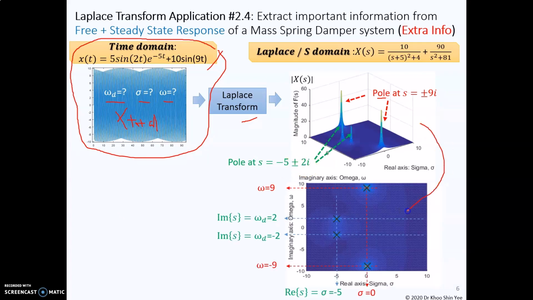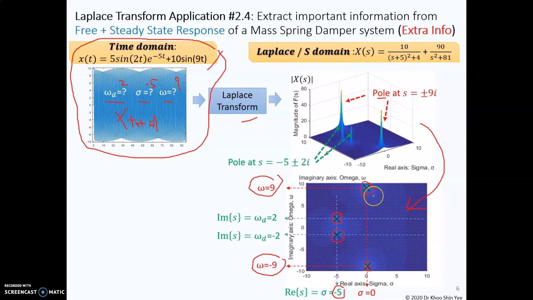So this is the pole-zero plot, where you found that the pole here has sigma equal to 0 and omega equal to 9. By linking it to the actual scenario, we know that this is the exciting frequency for the motor force. So with that, we have omega equal to 9 here. Then referring to the next 2 poles, we found omega d equal to plus minus 2. So this is the natural frequency for the system, and we have the decay rate equal to -5.